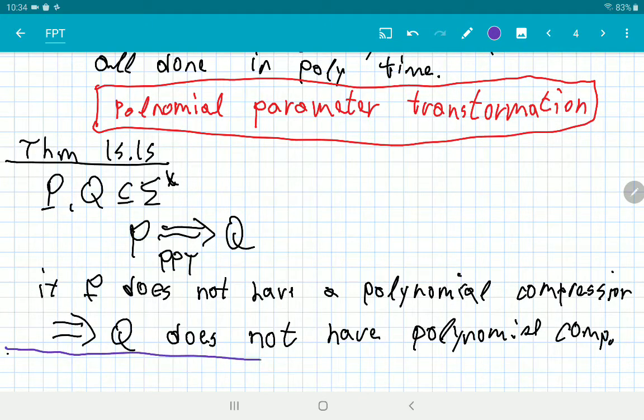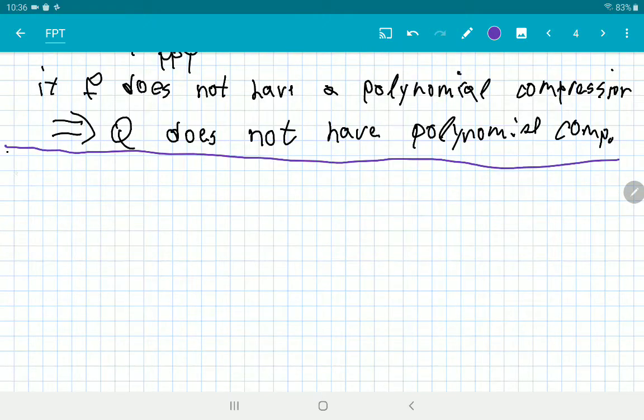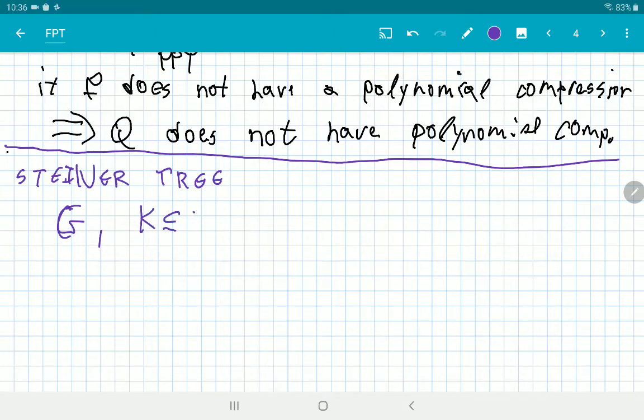Okay, so this is a useful thing because it allows us to propagate problems that we know do not have polynomial kernels. So as an example, we're going to look at Steiner tree. The parameterization here is a bit weird, so let's go carefully. I give you a graph G and a set of terminals K. I guess K is from terminals, I don't know. And we have a parameter L.